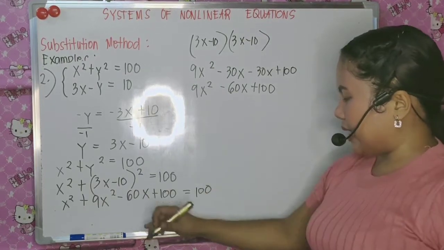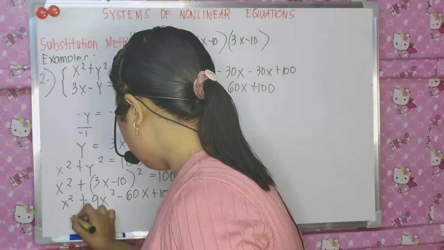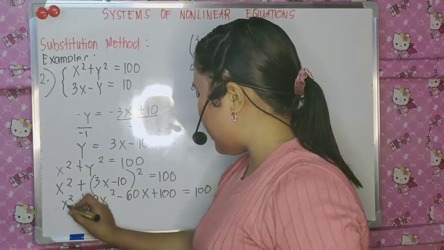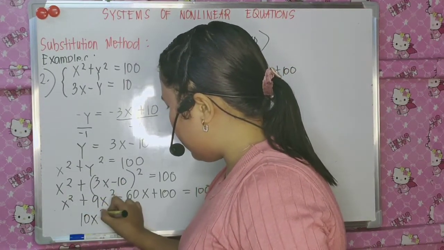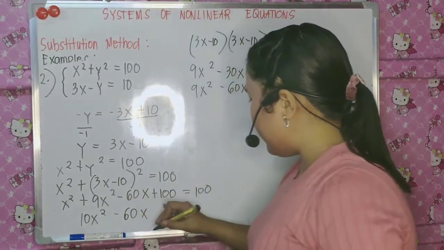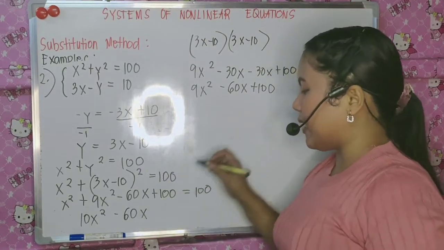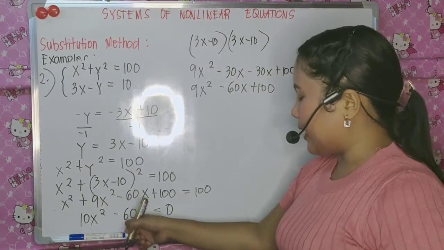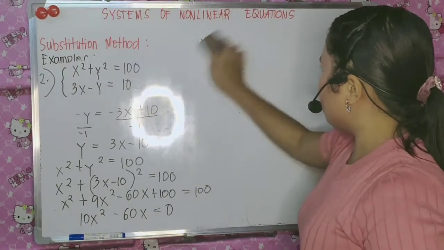Then, ilagay na natin sa left side yung 100. Okay? So, okay, so tama. So, di ba may katabi itong 1? So, isimplify na natin siya. x squared plus 9x squared. So, we have 10x squared, then negative 60x na lang. Okay, then from positive 100 magiging negative, so 100 minus 100, 0 na siya. Kasi ito na po yung natira. 10x squared minus 60x equals 0.